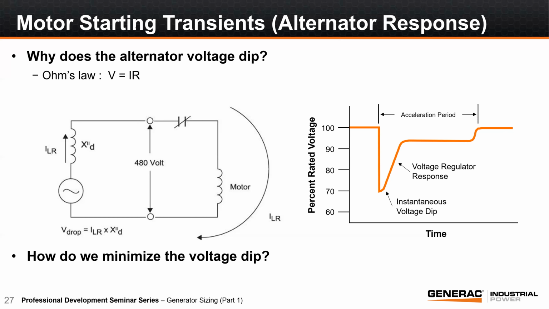So then how do we minimize the voltage dip? Since voltage dip equals locked rotor current times transient reactance, we only have two choices. We either need to limit the LRA or reduce the alternator subtransient reactance. And upsizing the alternator effectively reduces that subtransient reactance. And that's why larger alternators experience lower voltage dips as well.